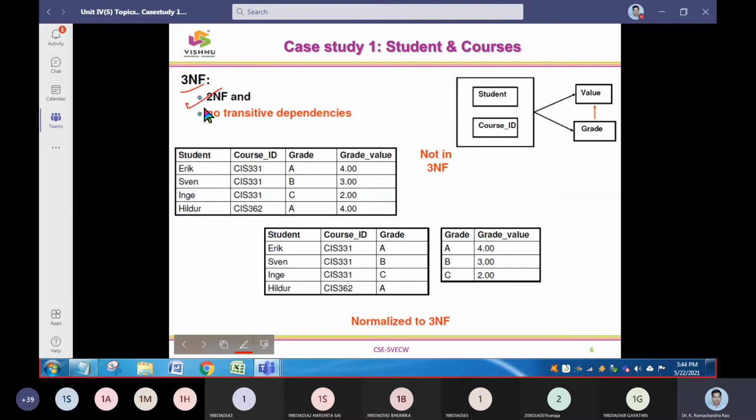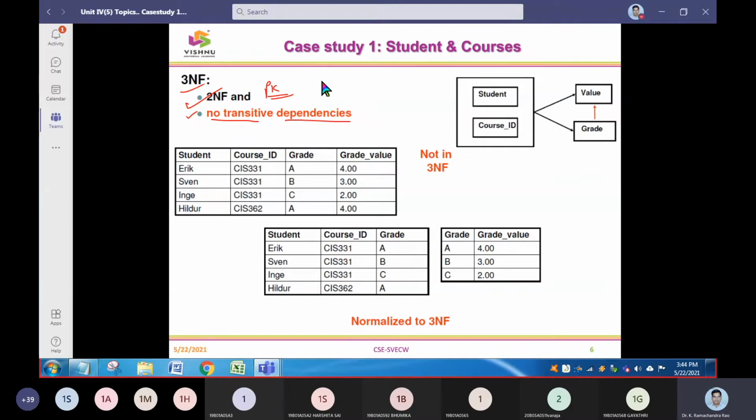The two conditions are, it must be in second normal form. What is second normal form? I have a primary key in a table, then it is a second normal form. Okay, I got the definition. Next, what is the second rule? The second rule is no transitivity dependency.